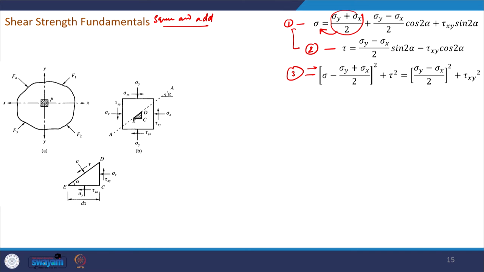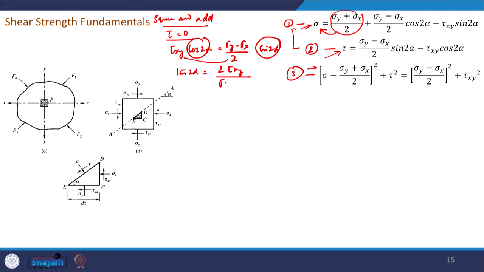So, using 1 and 2, you can find the normal and shear stress at any plane alpha. This expression will give you the normal stress at any plane alpha. This expression will give you the value of tau at any plane alpha. Now, for finding the orientation of the principal plane, we have discussed that principal planes are those where tau is equal to 0. So just put equation 2 equal to 0. From here what you get is tau xy cos 2 alpha equals (sigma y minus sigma x) by 2 sin 2 alpha. I am just trying to make it easier for you to understand. You see sin 2 alpha divided by cos 2 alpha is equal to tan 2 alpha. So tan 2 alpha becomes equal to 2 tau xy divided by sigma y minus sigma x, all right. So this is what you get.